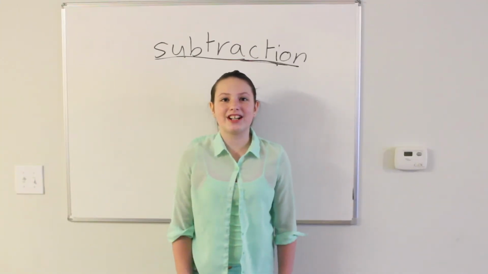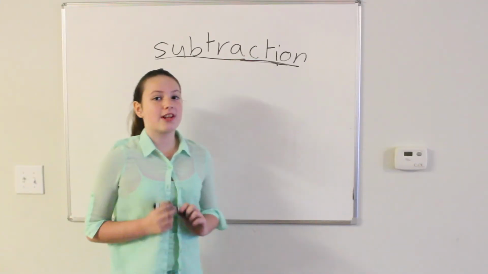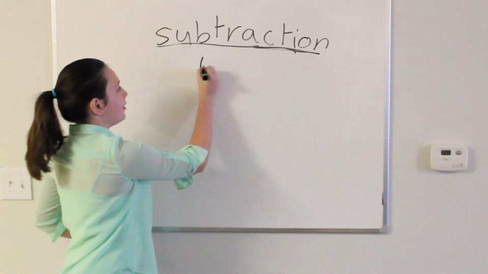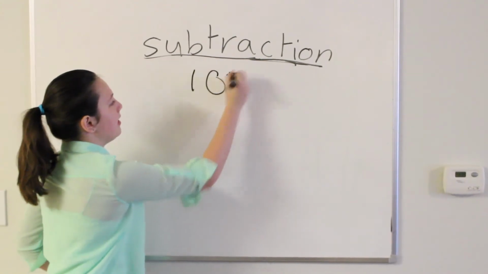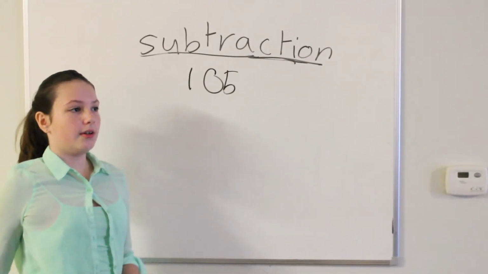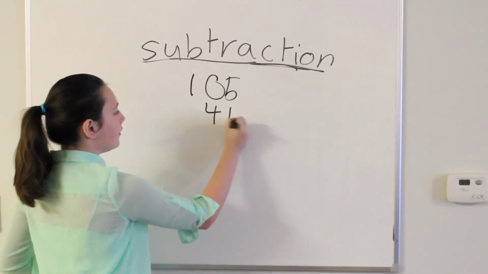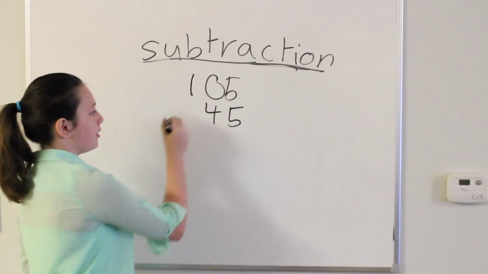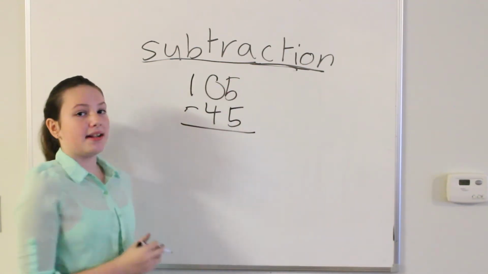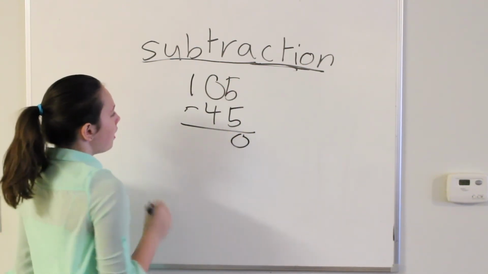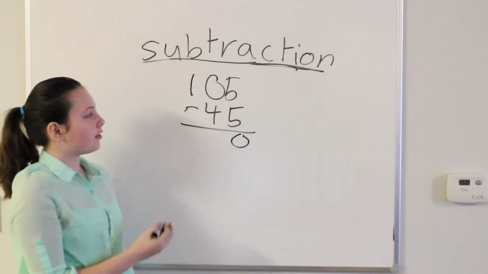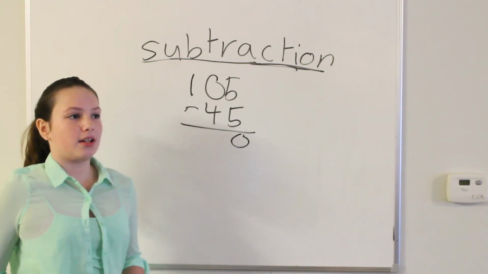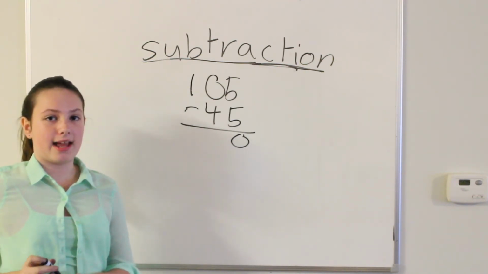Now we're going to be working on subtraction. Subtraction is when you take a specific number away from a group. So let's say you had 105 candies, and you ate 45 of those candies. To figure out how many candies you still have, you would have to subtract. 5 minus 5 equals 0. And now we would have to subtract these 2 numbers. But 0 minus 4, we can't do 0 minus 4 because it would end up with a negative number.